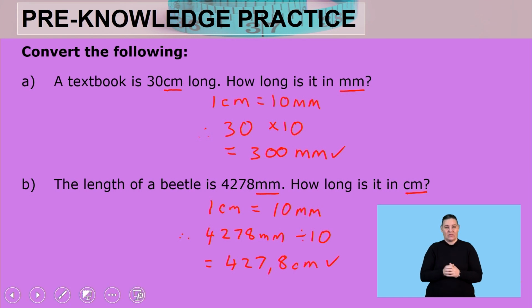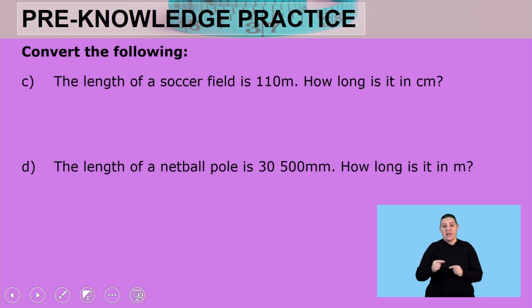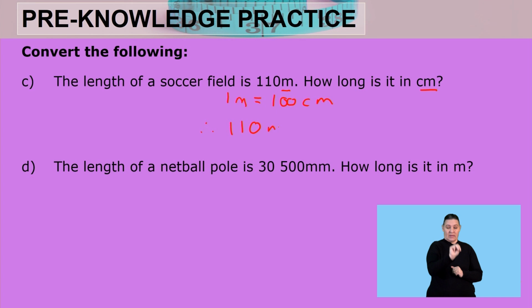Let's look at question C. The length of a soccer field is 110 meters. How long is it in centimeters? So, 1 meter is 100 centimeters. Therefore, 110 meters. So in this case, we've got a times. So we times by 100. And yes, there's space there. And that equals 11,000 centimeters. Nice.